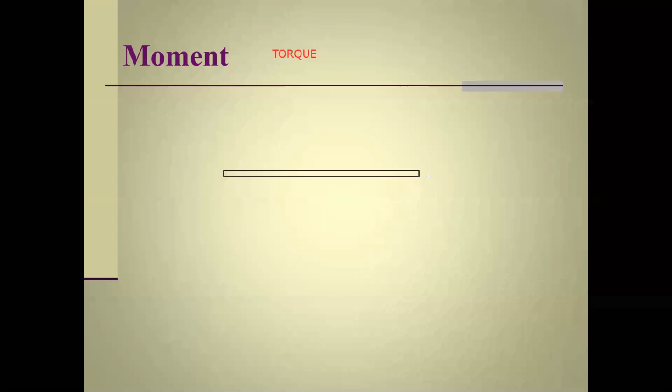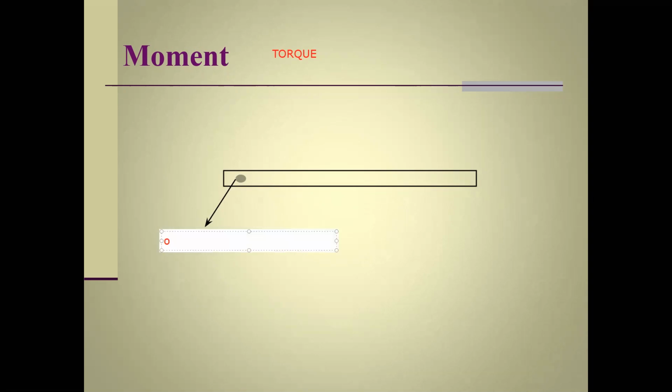For example, you have an object which is fixed from one end. This is the point where the object is fixed. The point where the object is fixed is called the pivot, or you can also say fulcrum.